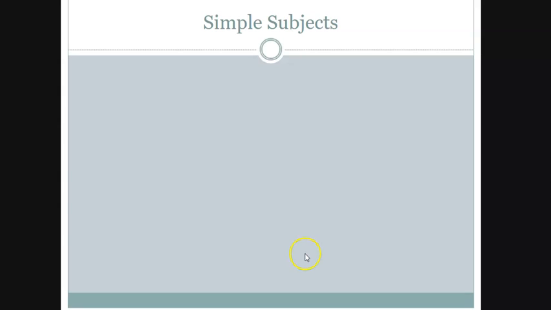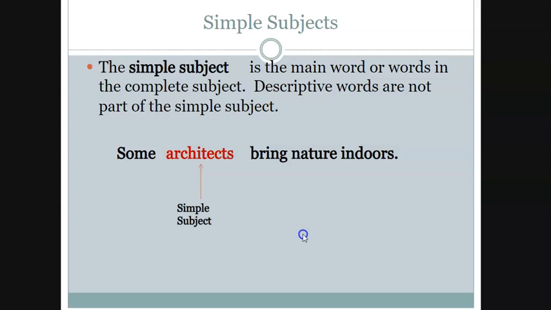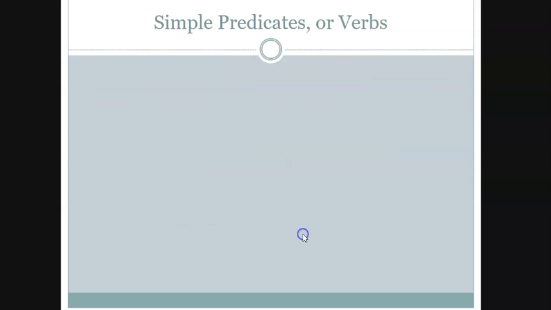What about the simple subject? The simple subject is the main word or words in the complete subject. Descriptive words are not part of the simple subject. Some architects bring nature indoors. The simple subject will be architects.